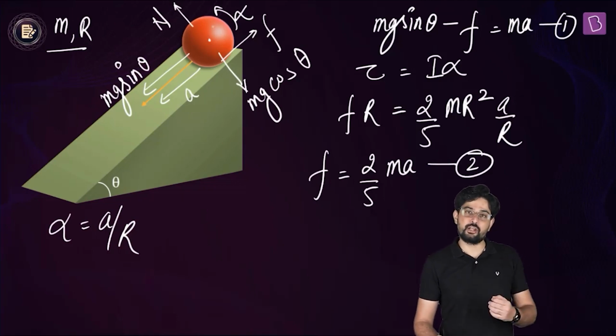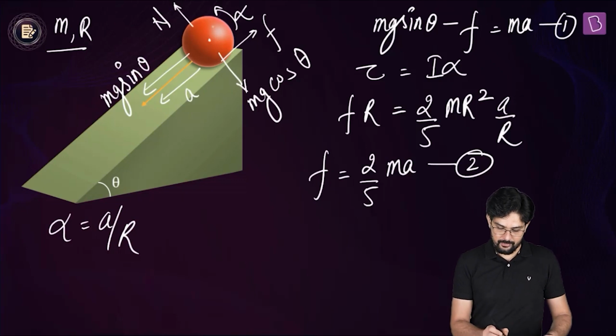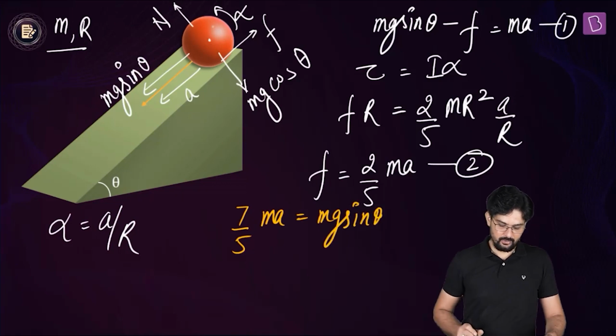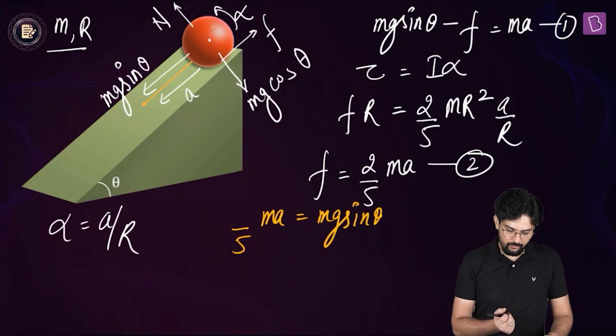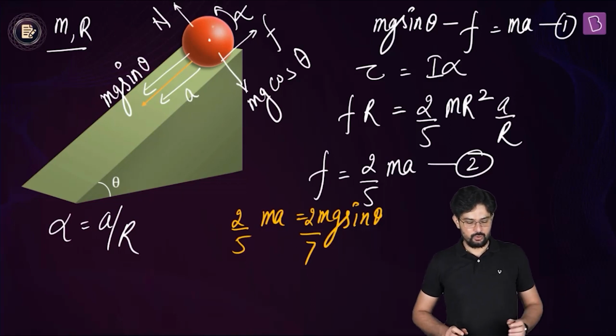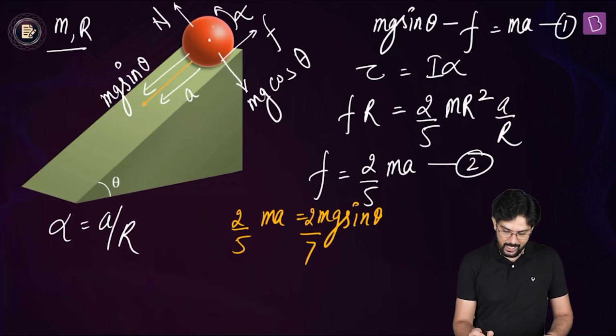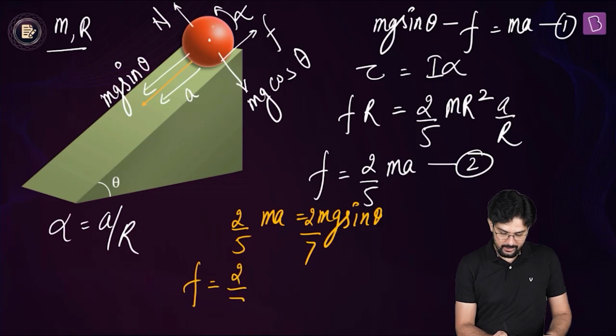Now we can put this value from equation 2 to equation 1. If we do that, then we will get 7 by 5 ma is equal to mg sine theta. Right? So from here, what is going to be the value of 2 by 5 ma? Well, 2 by 5 ma is going to be 2 by 7 mg sine theta. Right? So we get the value of the static friction force as 2 by 7 mg sine theta.